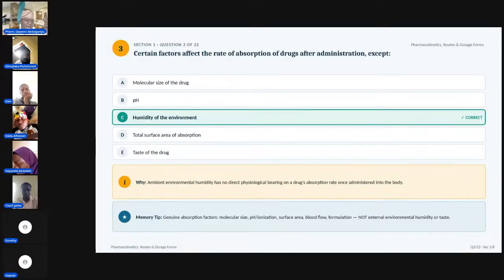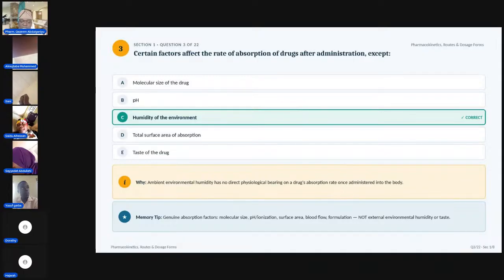So for drugs affecting the body, how does the humidity of the environment affect it? So you already see that this is the outlier here. This is the one that is not like every other one. Total surface area of absorption, we mentioned before. As a matter of fact, in your ordinary chemistry, one of the factors that affects the rate of reaction is the surface area of the reaction, right? So that is also affecting it here too. The taste of the drug. It is obvious that the taste of the drug would affect how it is absorbed, because somebody would probably not take the drug at that point in time. So that's more like the explanation.